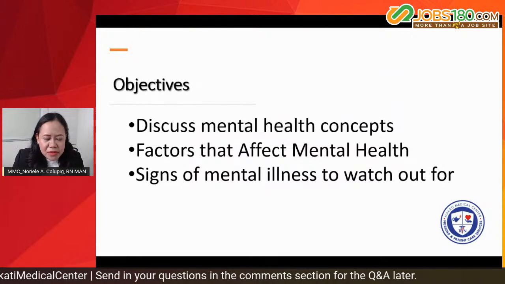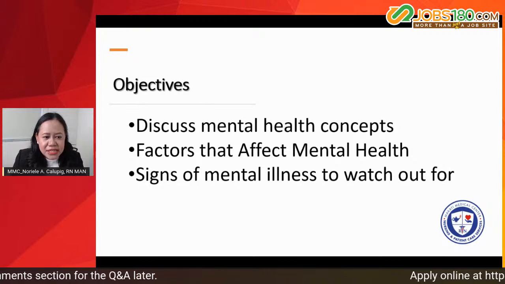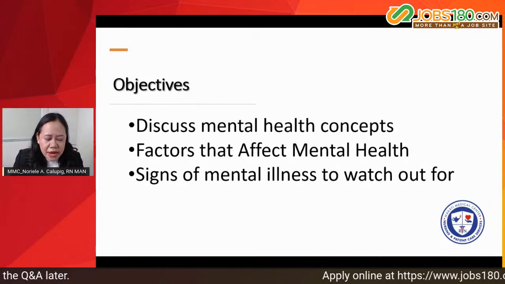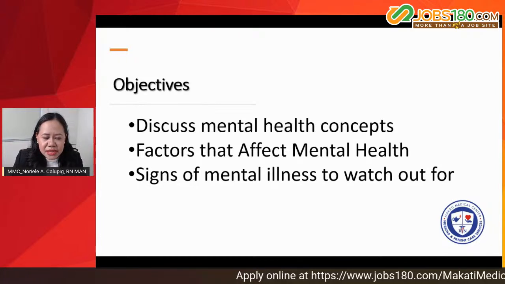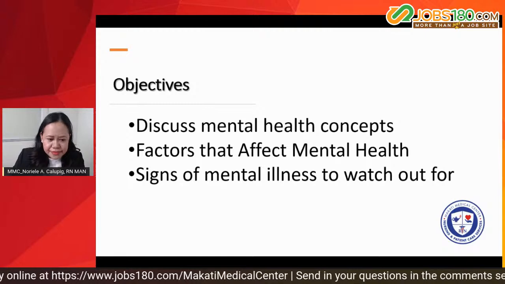So the topic that we'll be discussing today is about mental health check. And our objectives for today: number one is to discuss the mental health concepts. Number two is the factors that affect mental health. And third one is the signs of mental illness to watch out for.